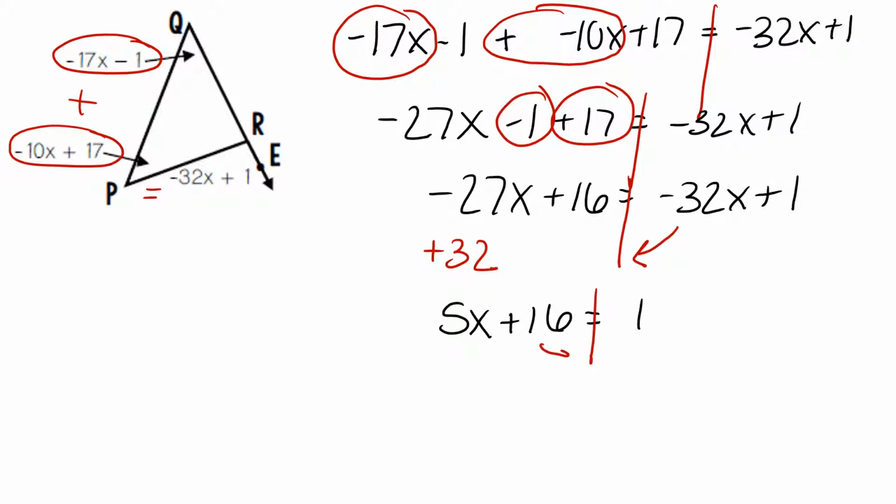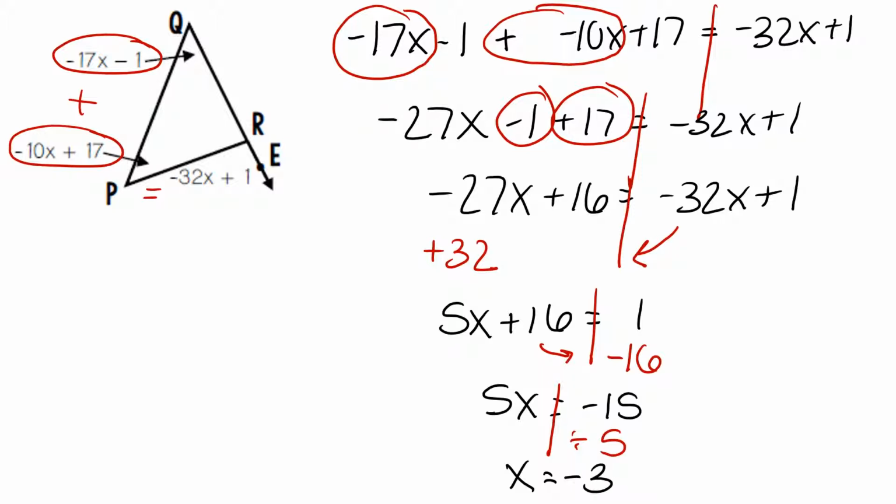Our next pair of like terms, 16 and 1, are on opposite sides, so we do the opposite operation. We do a minus 16. 1 minus 16 is negative 15. And our last step is to divide. We divide by 5. Negative 15 divided by 5 is a negative 3.